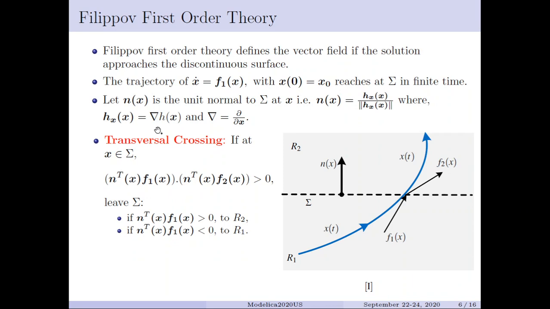Transversal crossing means the trajectory will cross the switching surface, and for transversal crossing, this condition has to be true. When this condition becomes true, the trajectory crosses the surface and moves to region R2. And if the other condition is true, the trajectory comes back to region R1.